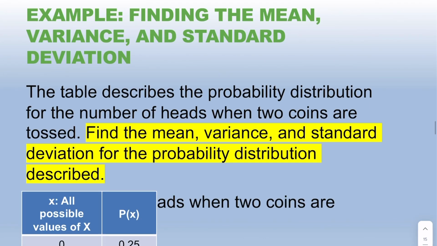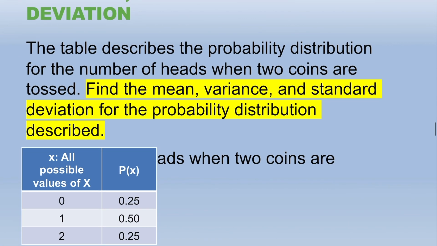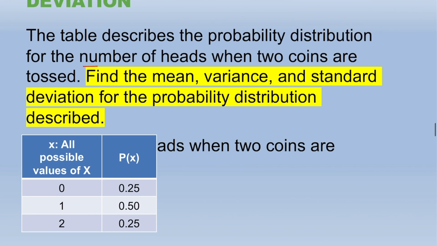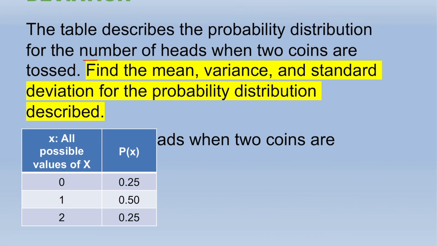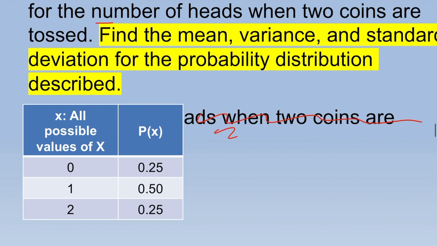Here is an example. Finding the mean, variance, and standard deviation. The table describes the probability distribution for the number of heads when 2 coins are tossed. All right, it's our old friend, the same distribution as before. Find the mean, variance, and standard deviation of the probability distribution when 2 coins are tossed. I must have missed a typo making the slides, but what we have here is fine.